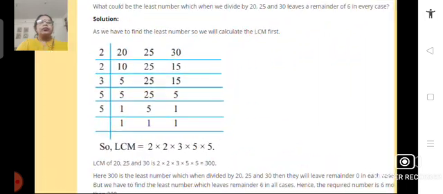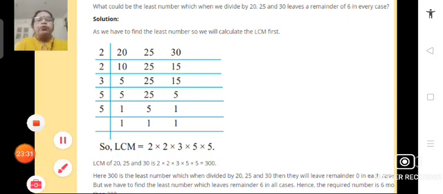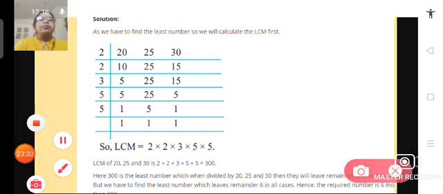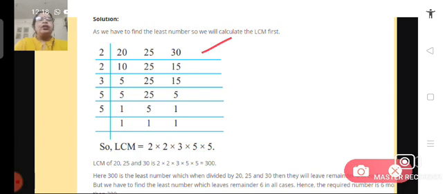Next question. What could be the least number which when we divide by 20, 25 and 30 leaves a remainder 6 in each case? So what will be the number which when divided by 20, 25 and 30 leaves a remainder 6 in each case? For this problem what we have to do? First we have to find the LCM of these 3 numbers 20, 25 and 30 and then add 6 to the LCM.